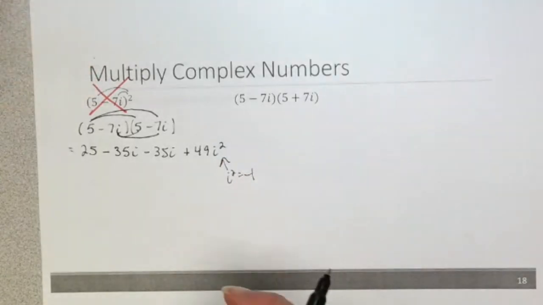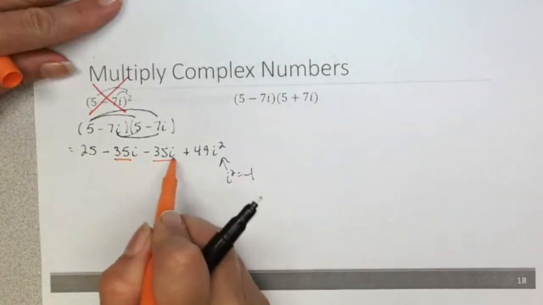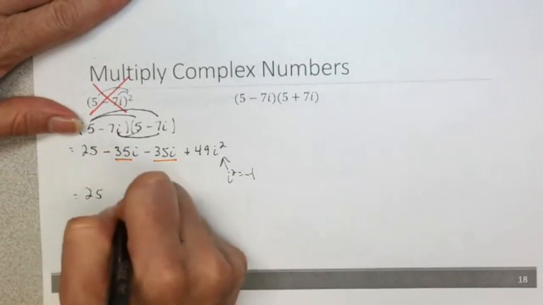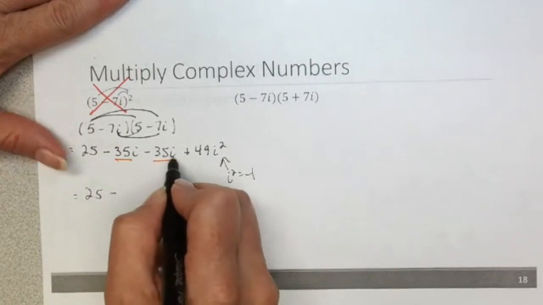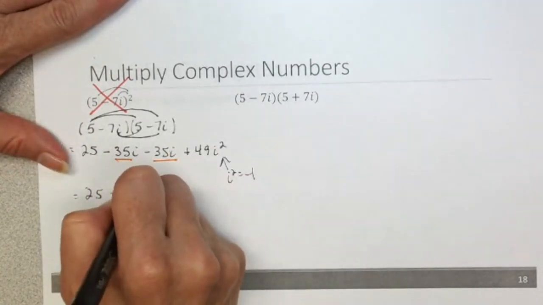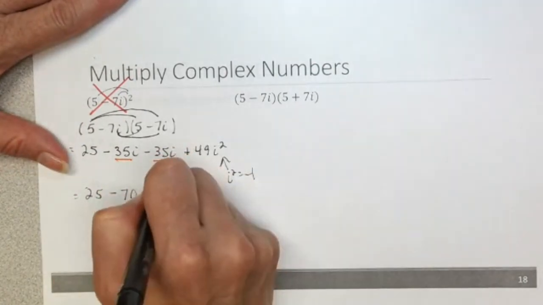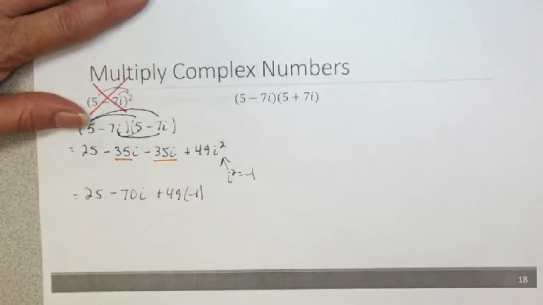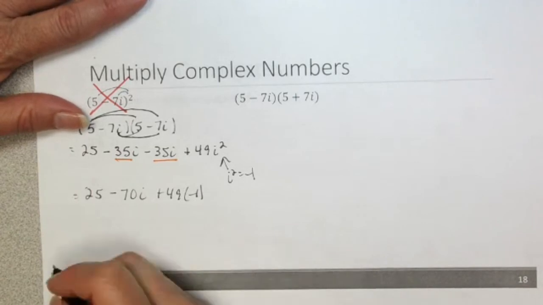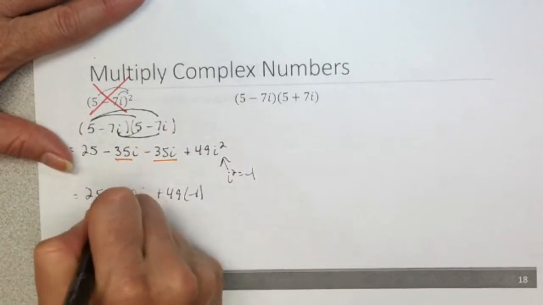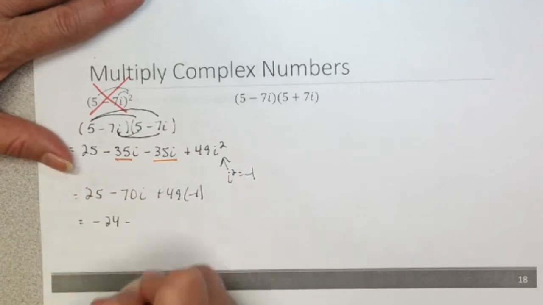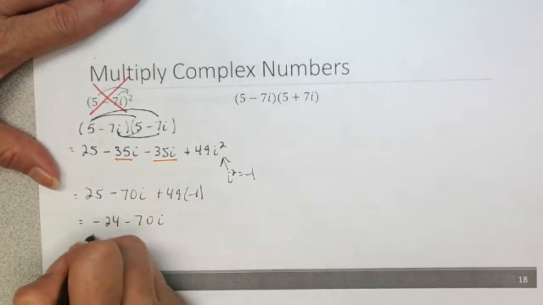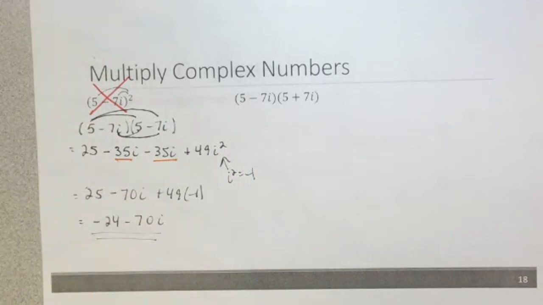Okay, and there's like terms to combine. Let's start simplifying this or prettying this up a little bit, right? So this will be 25 minus 35i minus another 35i, or minus 70i, then plus 49 times negative 1, that's minus 49, and 25 minus 49 is negative 24. So this equals negative 24 minus 70i when I combine all my like terms and put it in the proper order.